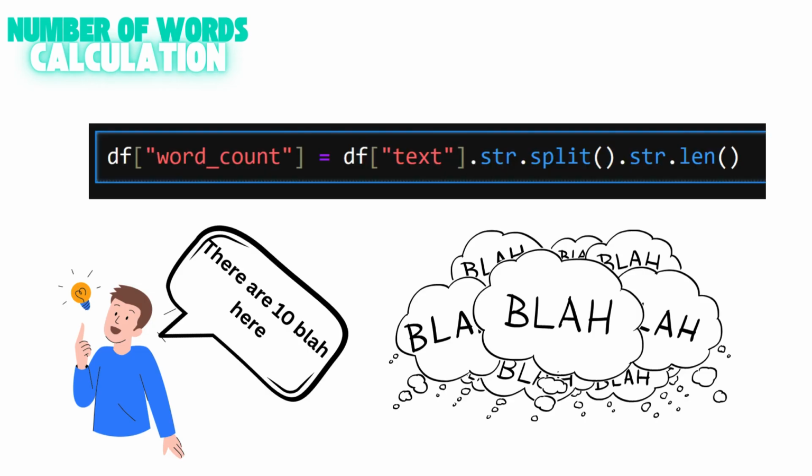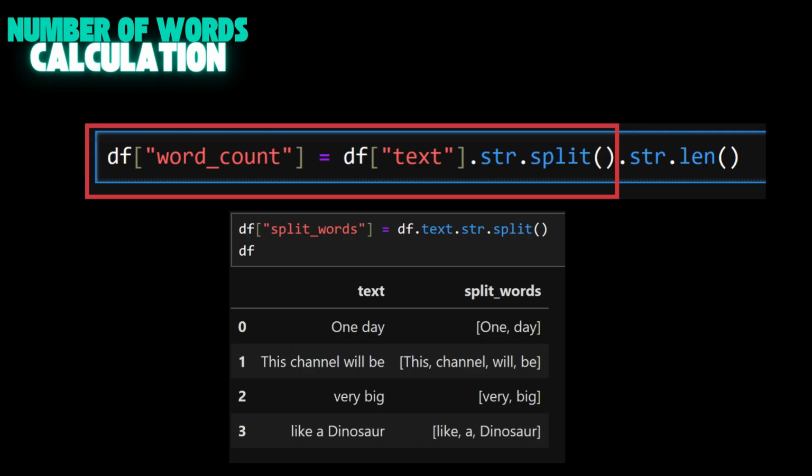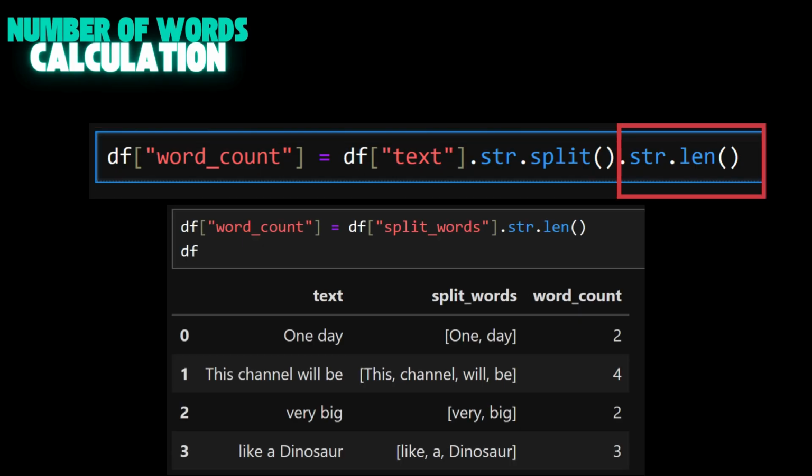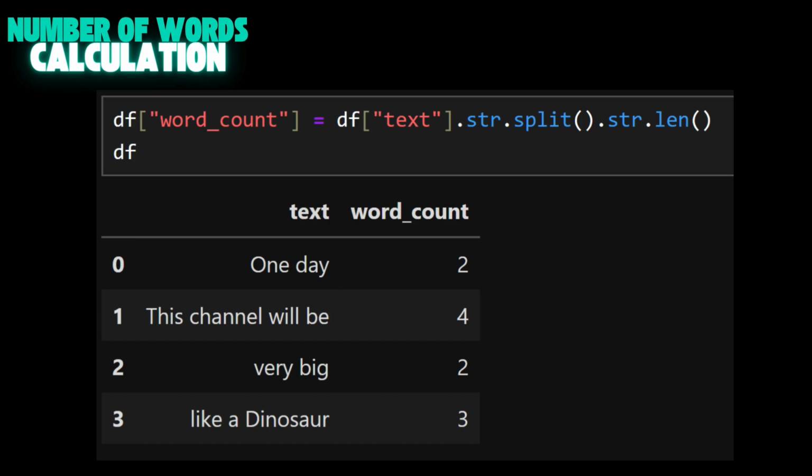To do this, you can calculate the following command. In this command, df.text.str.split splits each text into a list of words. .str.len counts how many words are in each list. The result is stored in a new column called word count in your data frame. And here we converted the text column, which is a string column, to a column containing the number of words, which is an integer column.